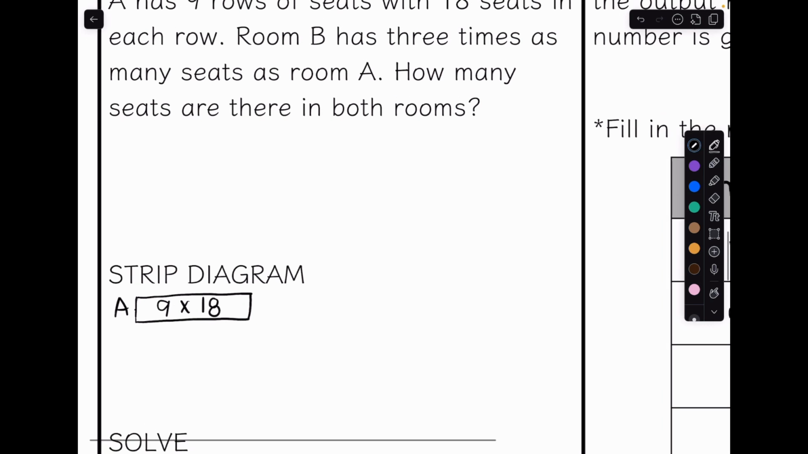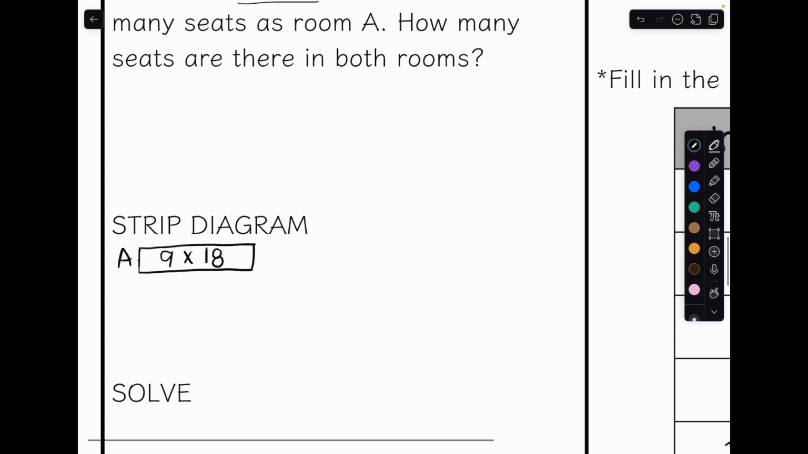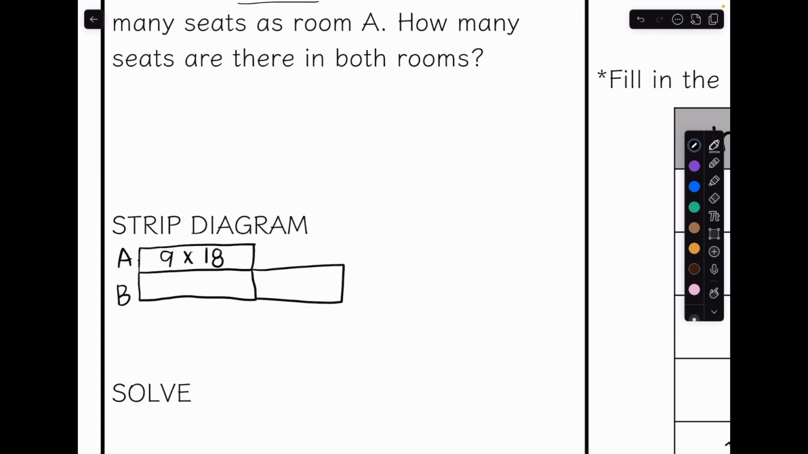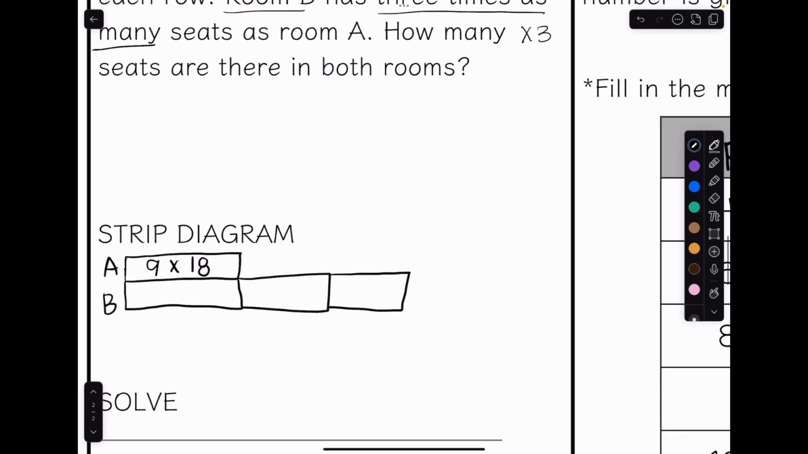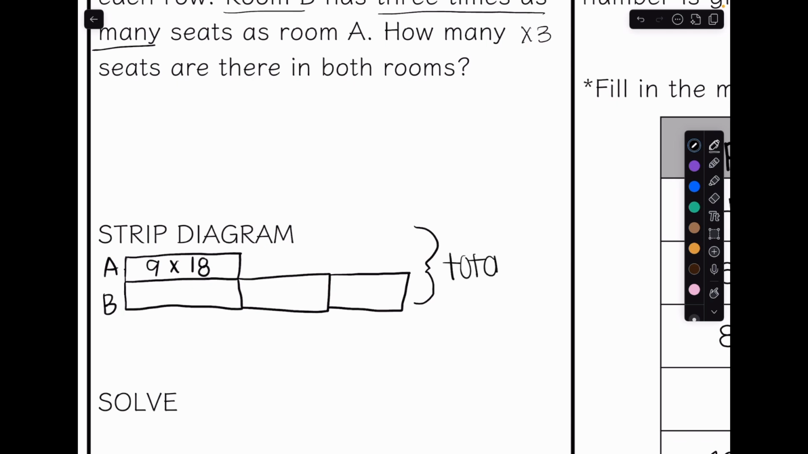And then it says room B has 3 times as many seats as room A. So for B, 1, 2, 3. Because we know that 3 times as many means times 3. And then our question says, how many seats are there in both rooms? So I'm looking for the total of both of those rooms. All right. So it's kind of like a 3-step problem.